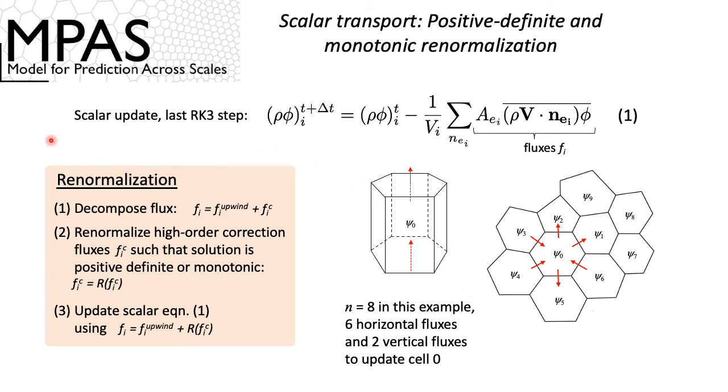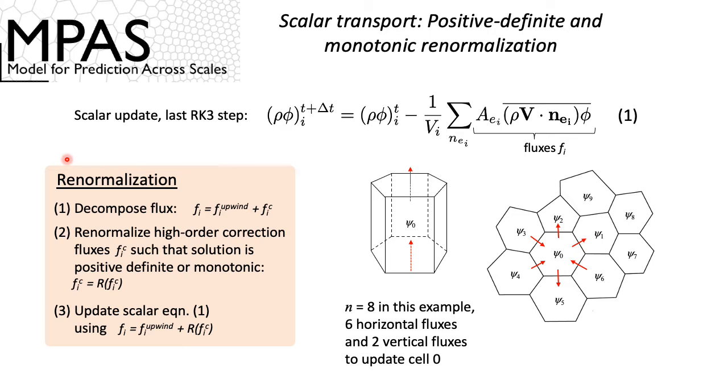Now, there's one other aspect of the transport I want to point out. If you apply this scheme just as has been described, it can produce overshoots and undershoots of the mixing ratios. It can produce negative mass in a cell. So we have a method to address that, and that method is effectively a form of flux renormalization.